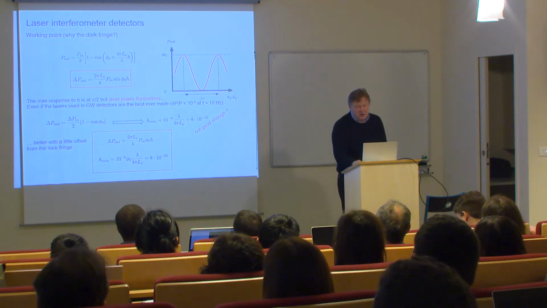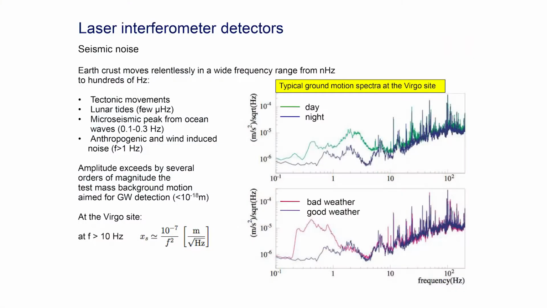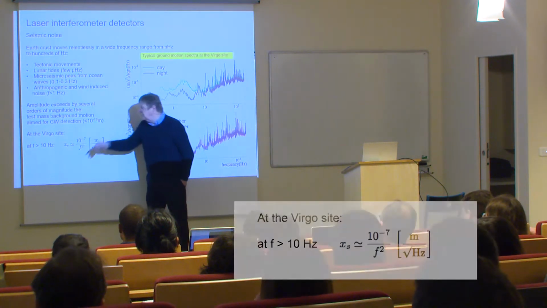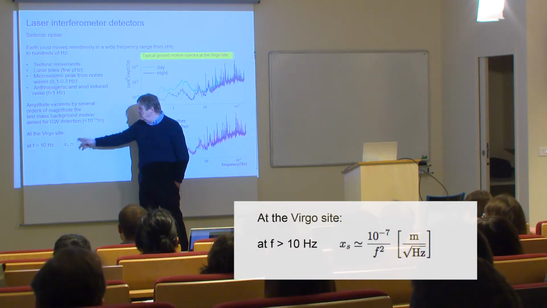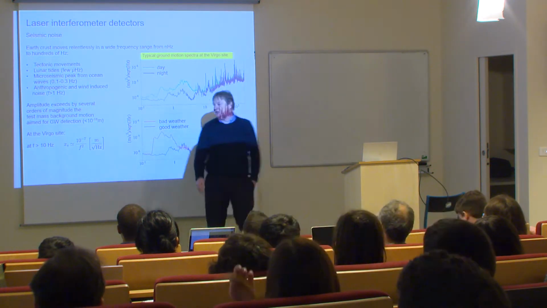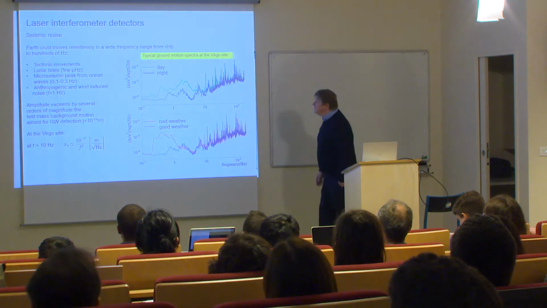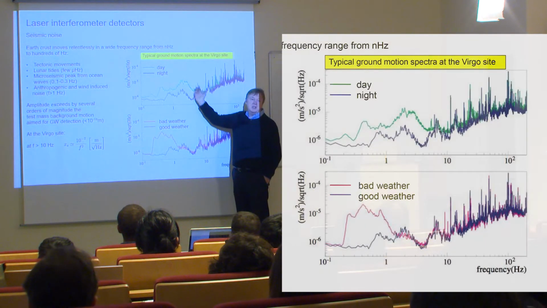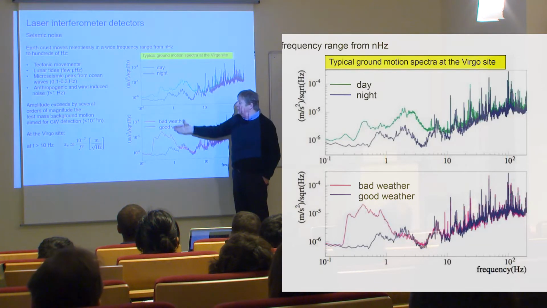You could not work at half fringe. You would not have the precision. Then there is seismic noise. I already told you that the typical spectrum, for example at our site, has displacements above, say, 10 hertz in the order of 10⁻⁷ meters, and they drop by 1 over the frequency squared in displacement. There is a difference between day and night. In the day, people are working and making more noise, and also whether there is good weather or bad weather.